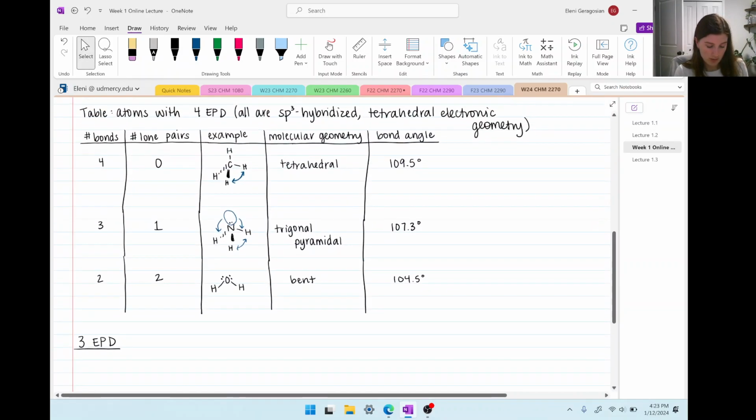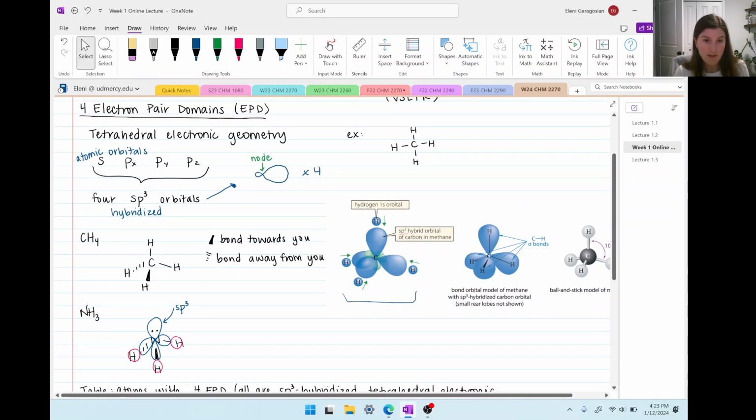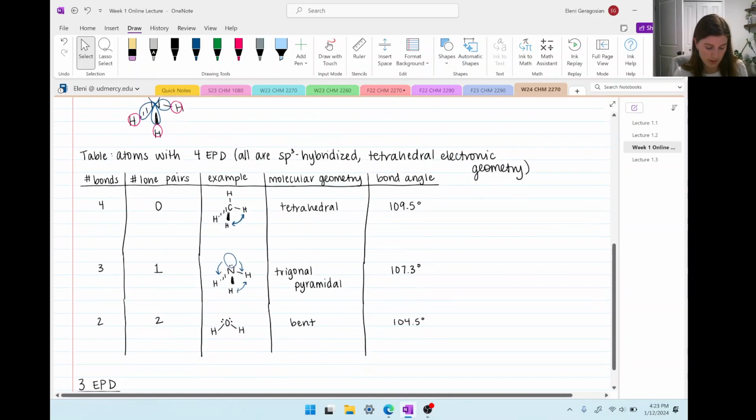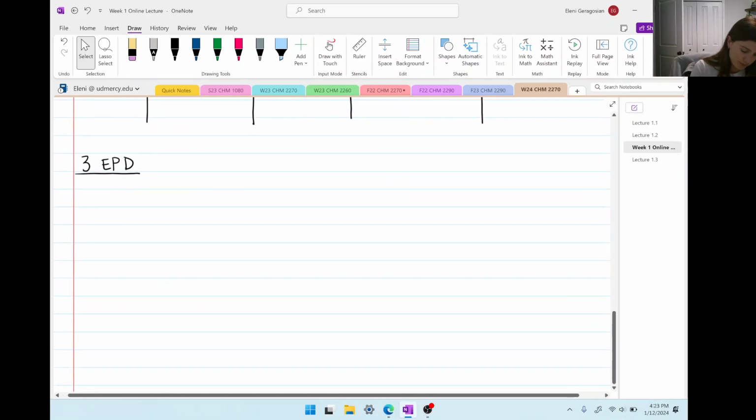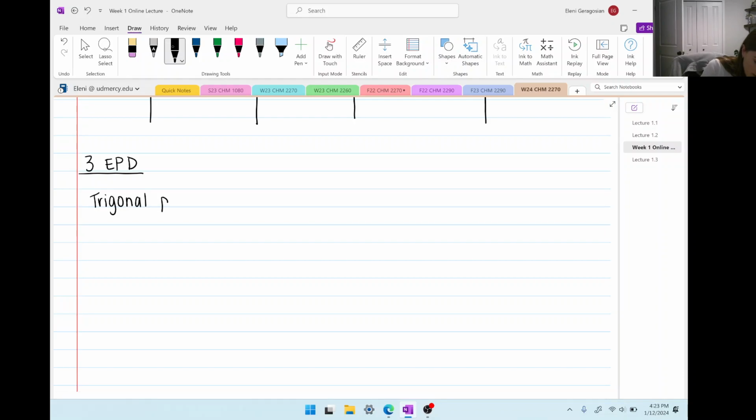These molecules, so if we scroll up here, instead of having tetrahedral electronic geometry, they have trigonal planar electronic geometry. Different than trigonal pyramidal. Trigonal planar. An example here is ethene.